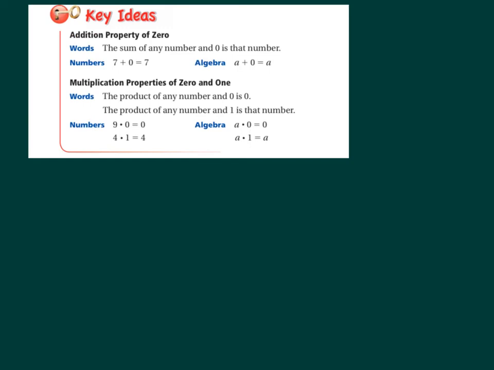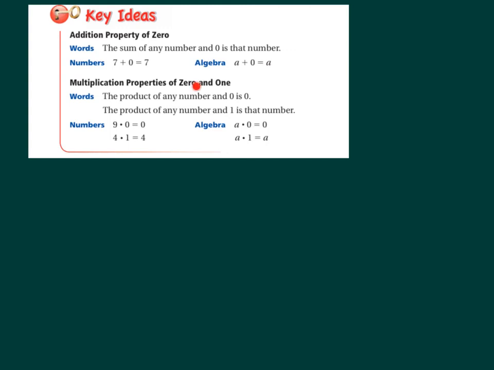We have a couple more properties here with addition and multiplication. Addition property of 0, and then we have the multiplication properties of 0 and 1. The addition property of 0 is technically what we call the identity property. If you add 0 to any number, you're just going to get that same number for an output, and it shows it algebraically over here that if you take any number plus 0, you're going to get that same number.